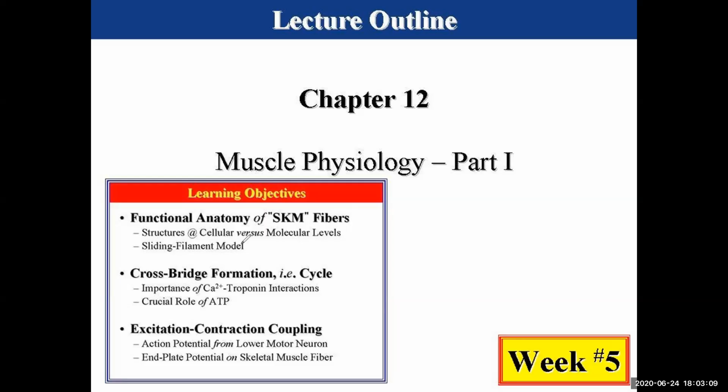This is the best model to explain muscular contraction at the molecular level. When we say contraction at the molecular level, it's called cross-bridge formation, right? So the sliding filament model relies on this cross-bridge formation, a fancy technical way of saying contraction of muscle cells at the molecular level, especially for skeletal muscle fibers and cardiac muscle fibers.